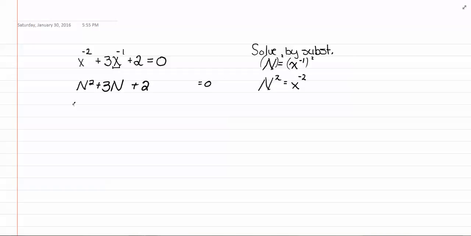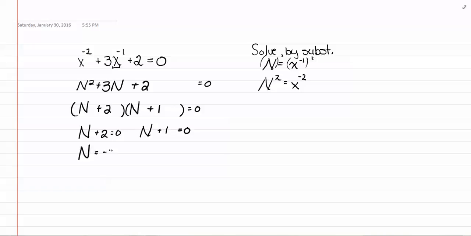Solve it out now by factoring. And it's a little easier to see what multiplies to n squared. Multiplies to +2 but adds to +3. And then solve for n. So I get n equals -2 or n equals -1.